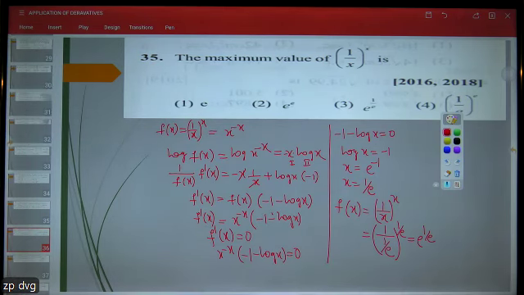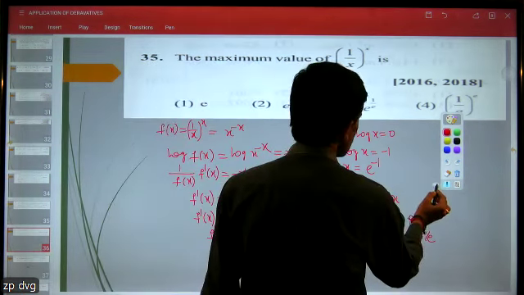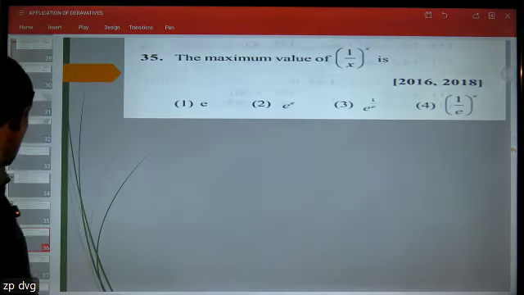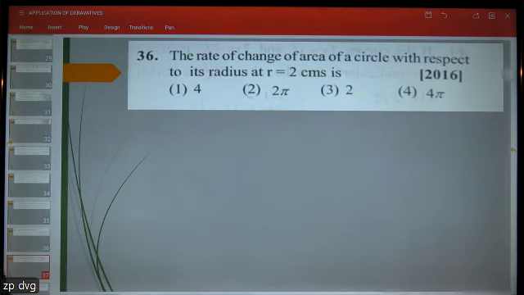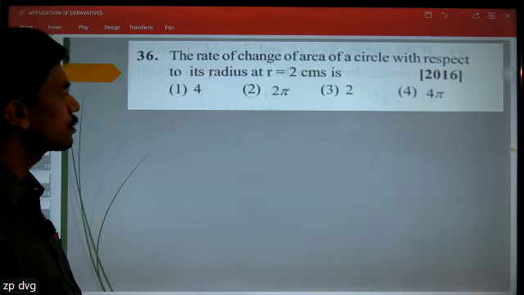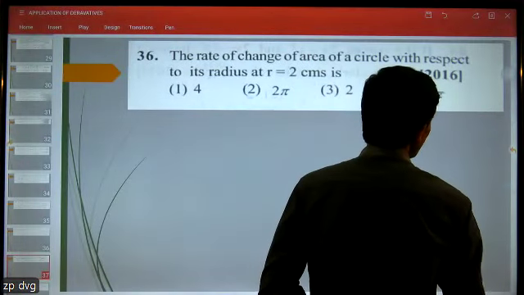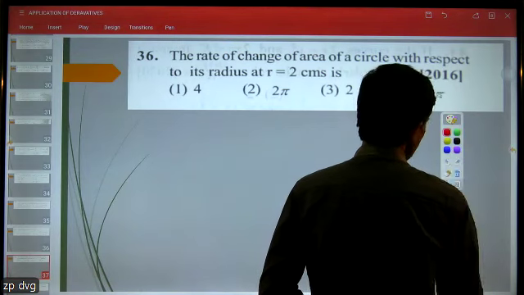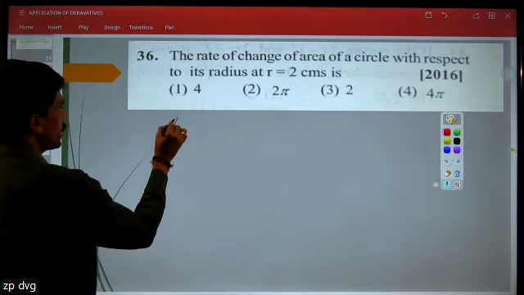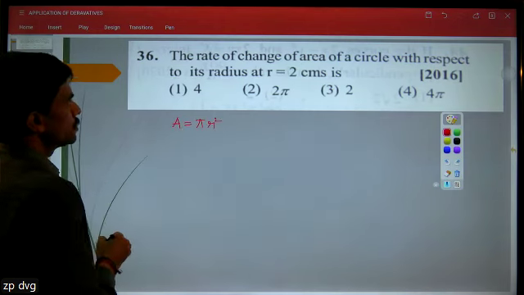Next we'll go for question number 36. The rate of change of area of a circle with respect to its radius at r equal to 2 centimeter. Here we have to use the formula for area of a circle. What is the formula to find the area of a circle? A is equal to pi r square.